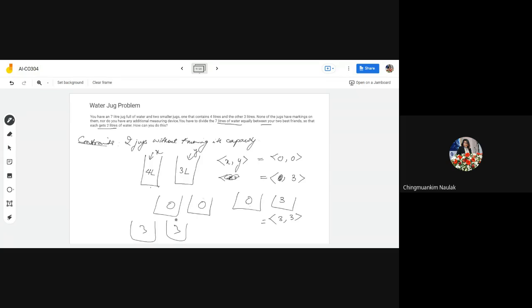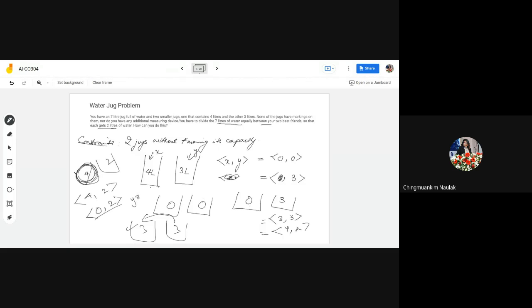Now, what can I do? The liters of water that I have to divide is 2 liters among each. So I can deduct one from here and transfer it to here, so it would be 4 and 2. Right now at this situation you have 4 liters and 2 liters in the jars. Next, what can I do after this? I can empty this jar. If I empty this jar, it would be 0 comma 2.